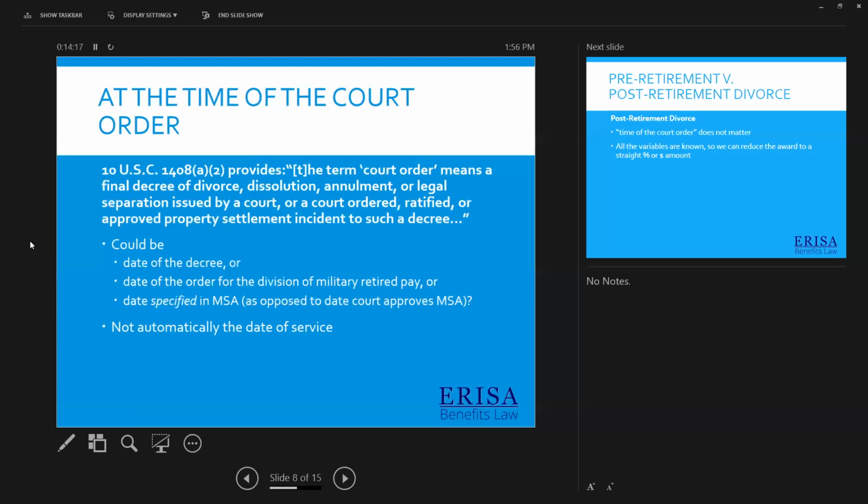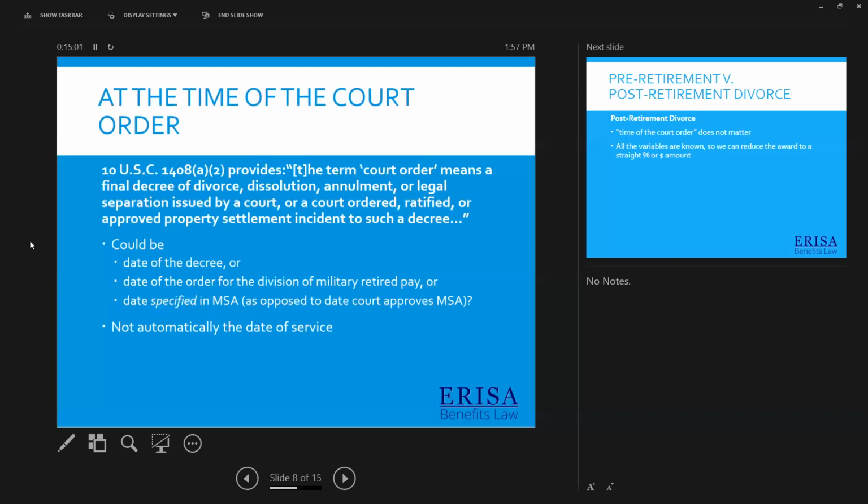Unless there's something that tells me it's some other date, the time of the court order, to my mind, would be the date of the decree, and that is consistent with what DFAS has kind of implied in their model orders, language that they've issued to implement this. But they haven't really gone into detail to think about these issues, and I think it's definitely possible for the parties to discuss and say, let's specify in our decree or in our marital settlement agreement that the quote time of the court order is fill in the blank. And this is an issue for argument. It might make a difference for reasons we'll talk about, and it might not.